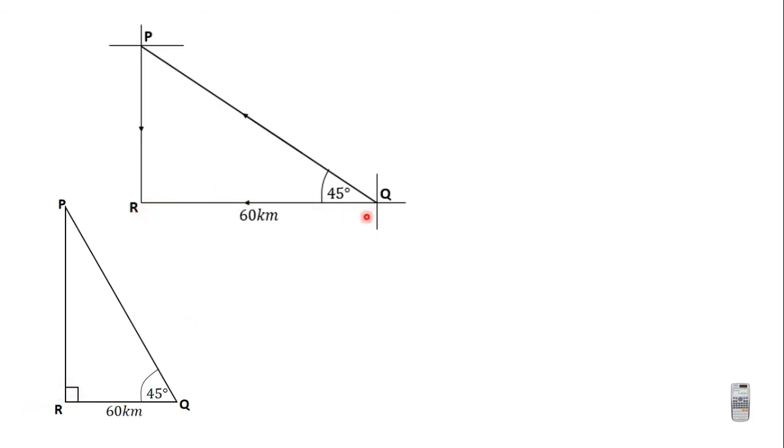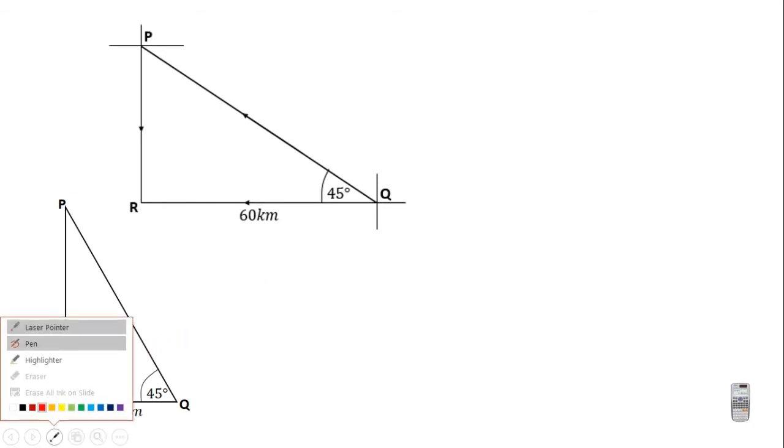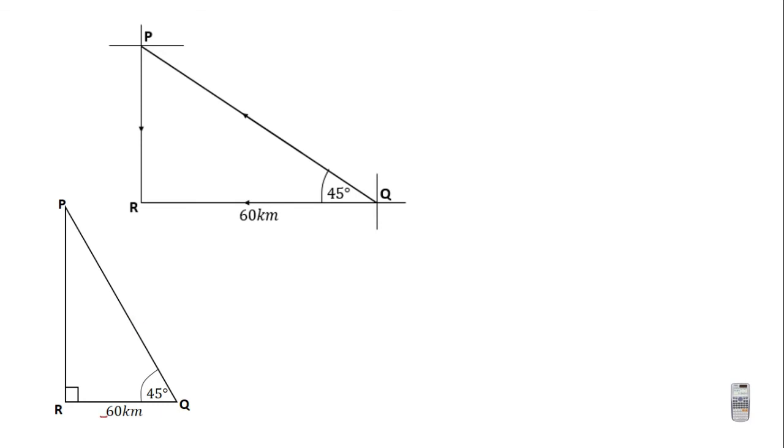Between town R and town Q is 60 kilometers, so indicate it as 60 kilometers here. The question is telling us to find the distance PR, the distance of P from R. So look at the diagram and the right-angled triangle very carefully. We have this distance here, 60 kilometers, which has been given to us, and that is at the adjacent of this 45 degrees. So 60 kilometers is the adjacent. What we are looking for is PR, which is the opposite.